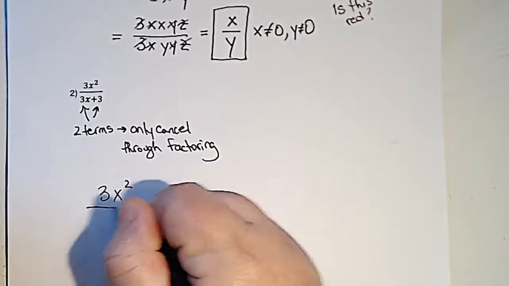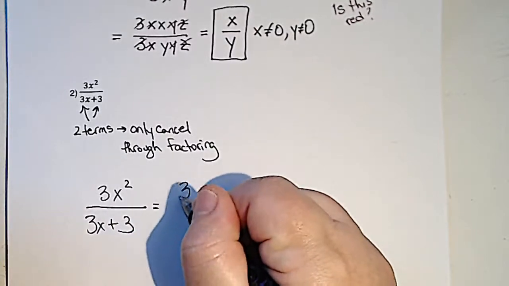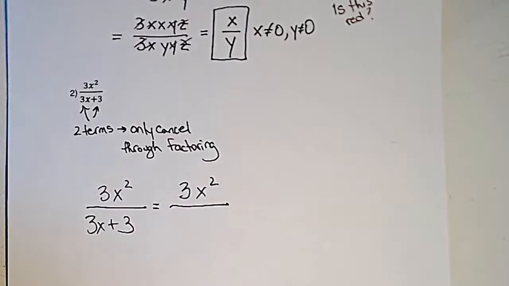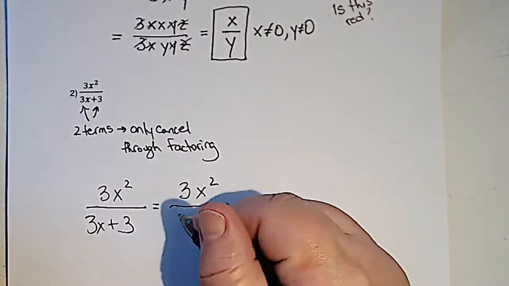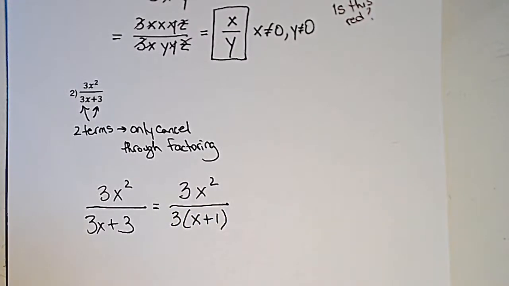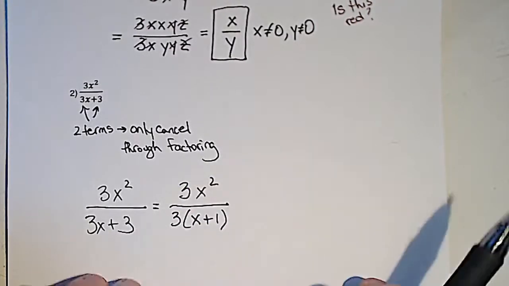3x squared all over 3x plus 3. Up on top, it's one term, so it's already factored. Down in the bottom, I see 3x plus 3. I can factor out a 3, and I get 3 times the quantity x plus 1. I just factored out common factors. So then I look at this and I go, oh, well, this isn't this thing. This is 3 times x plus 1, which means I can cancel the 3's.